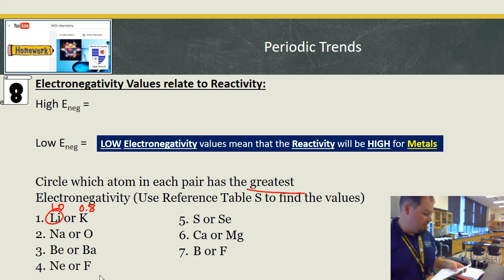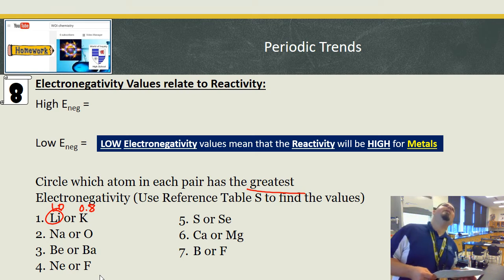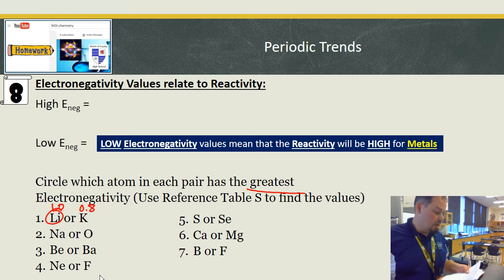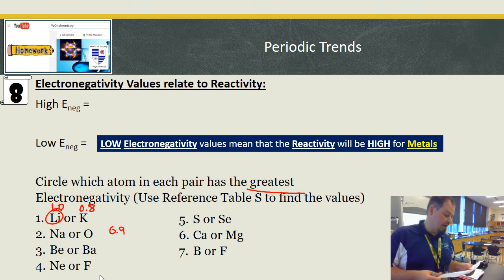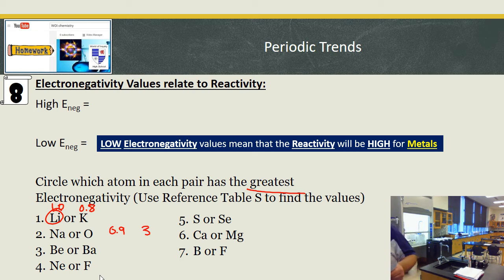Sodium, Na, is going to be really low wherever it is. Na is element number 11. It is 0.9 for Na. And then oxygen, a non-metal, is definitely going to be higher. It's a whopping 3.4. So oxygen is way higher.